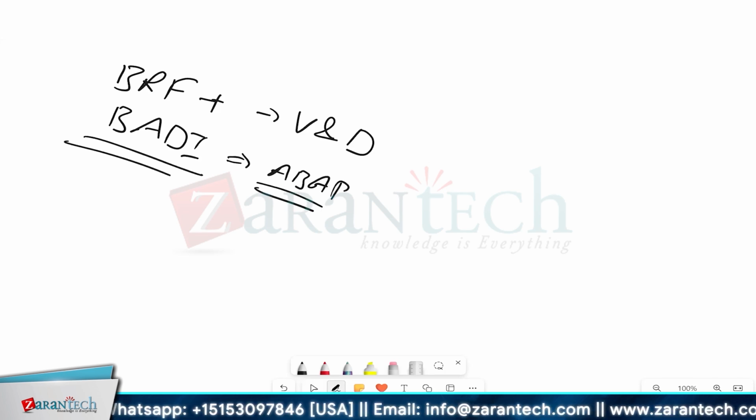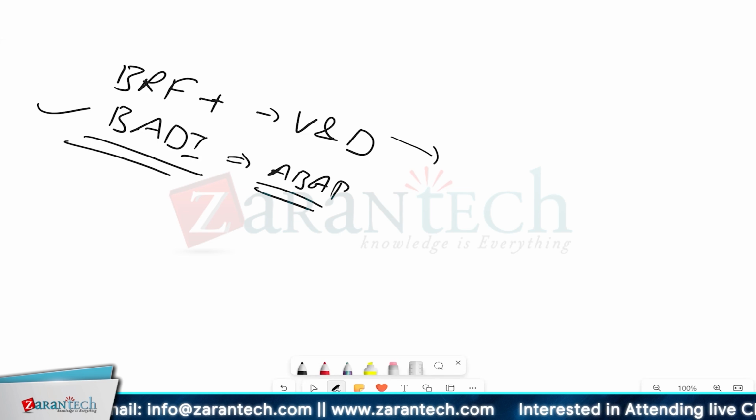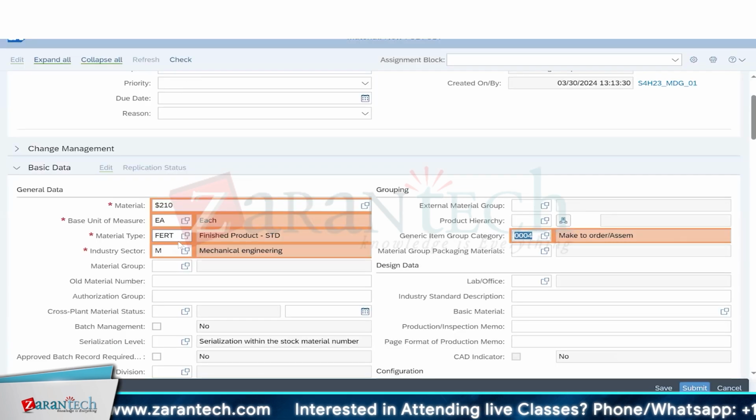Okay, now when can I go for this particular BAdI? There are two situations. You will go for BRF applications if your rules are simple and straightforward. What do you mean by simple and straightforward? Look at this one. The rule says if FERT is this, the item category value should be this value. So it's a simple, straightforward rule.